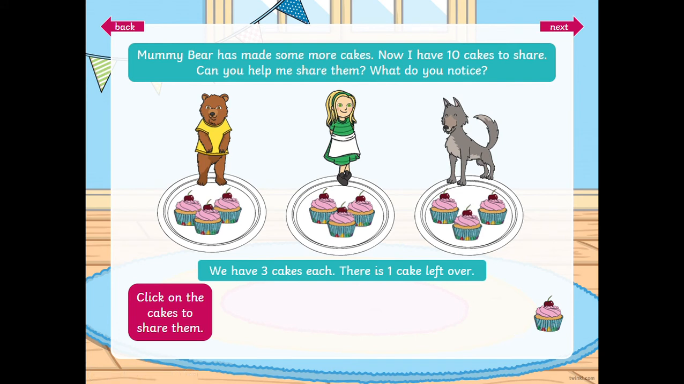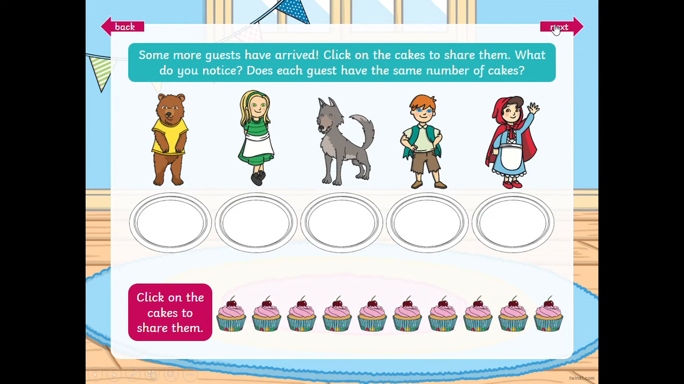What can you notice? Have a look. What has happened? Baby Bear has got 3 cakes. Goldilocks has got 3 cakes. The big bad wolf has got 3 cakes. And then there is 1 cake left over. If I gave this cake to somebody, would that be fair? Would everybody have the same? No, they wouldn't, would they? One person would have one more, so that wouldn't be fair.